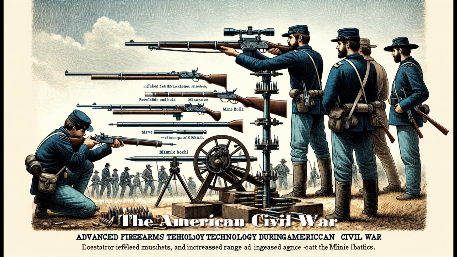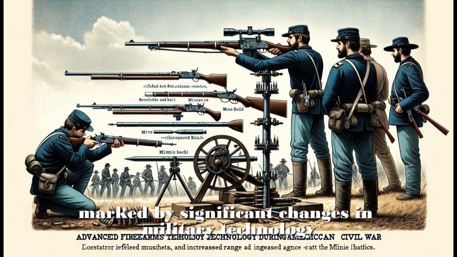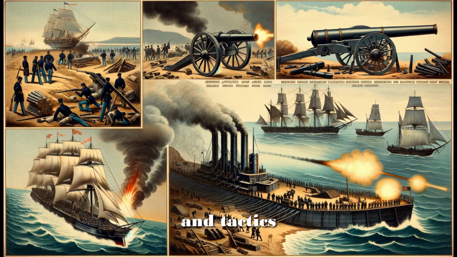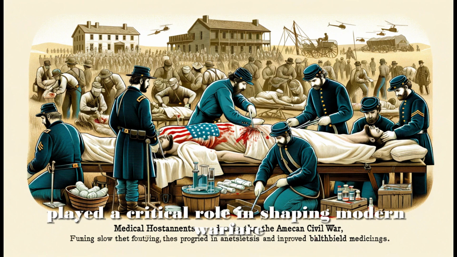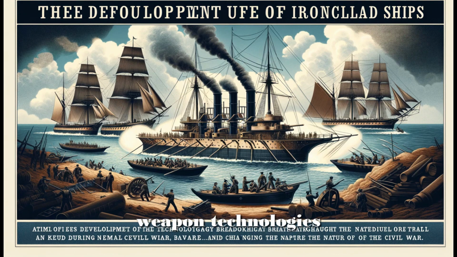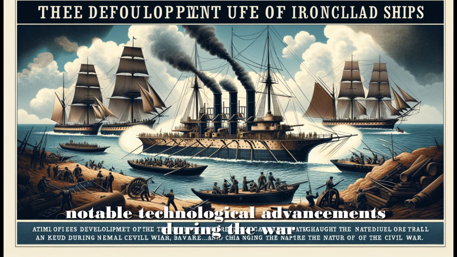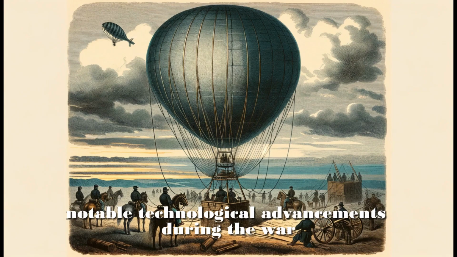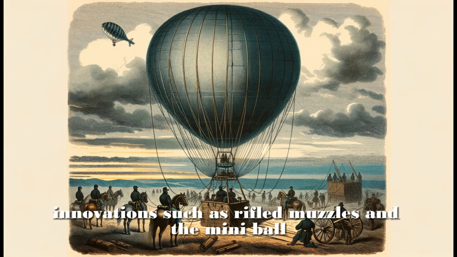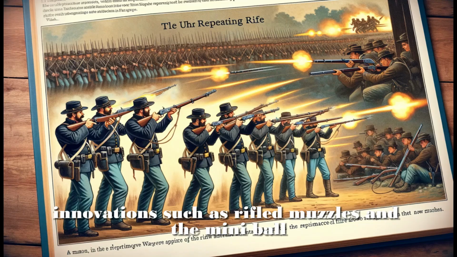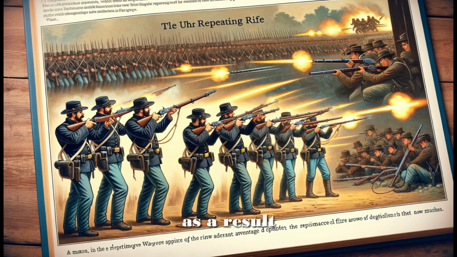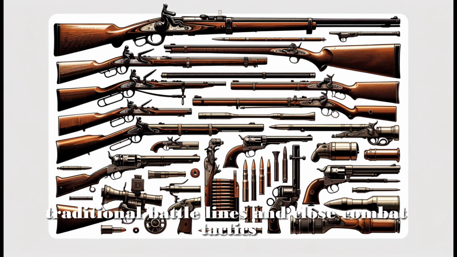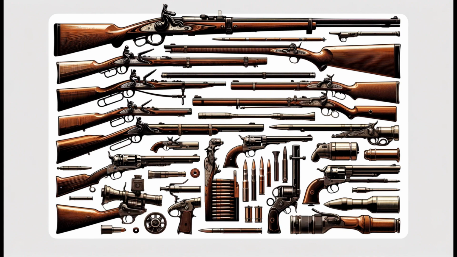The American Civil War was a period marked by significant changes in military technology and tactics. The technological innovations and warfare methods of this era played a critical role in shaping modern warfare. Weapon technologies. One of the most notable technological advancements during the war was in firearms. Innovations such as rifle muzzles and the mini-ball greatly increased the range and accuracy of rifles. As a result, traditional battle lines and close combat tactics became much riskier.